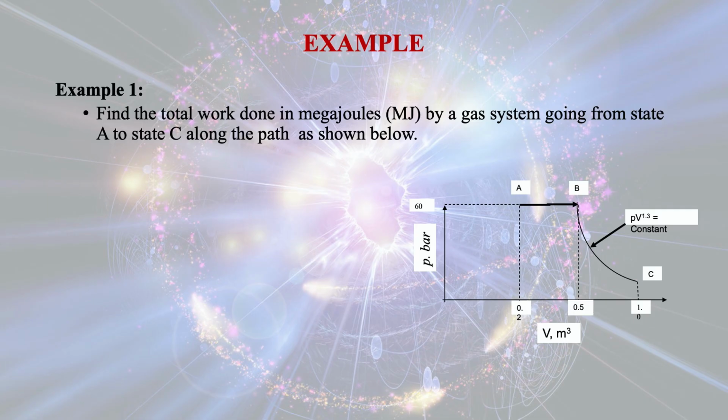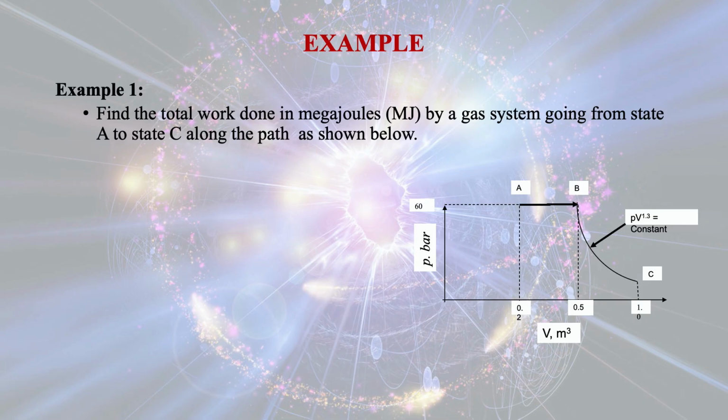The pressure is given as 60 bar, and the initial volume at point A is given, that is 0.2 meter cube, and at point B the final volume is also given, that is 0.5 meter cube. So we can calculate the work done. The expression for the work done for a constant pressure process is known.